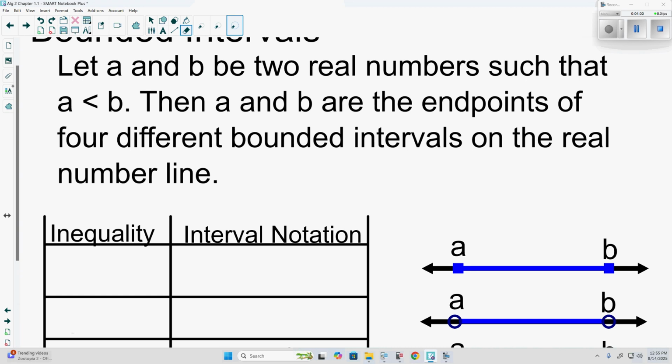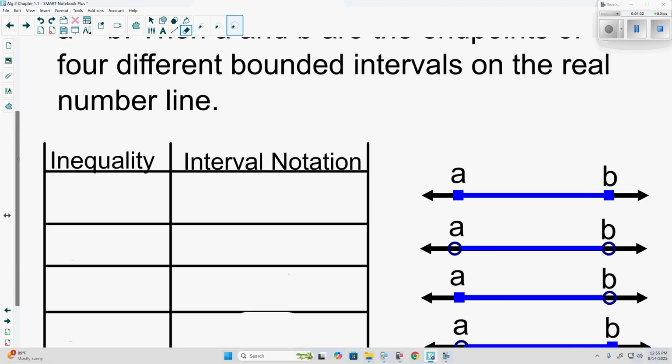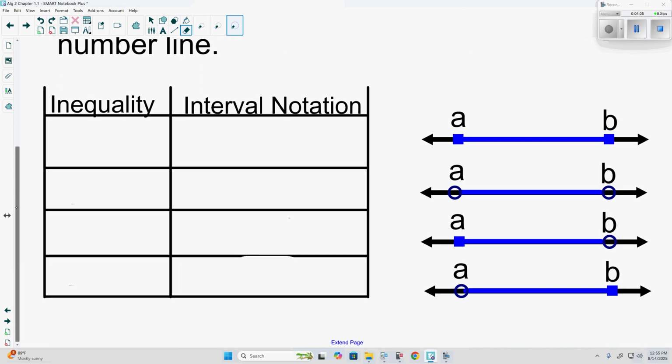Then A and B are the endpoints of 4 different bounded intervals on the real number line. Now the first example or setup that we have is that A is less than or equal to x is less than or equal to B. That's our inequality of this. The interval, we have bracket A comma B bracket. Our brackets signify that that endpoint is included, it's filled in.